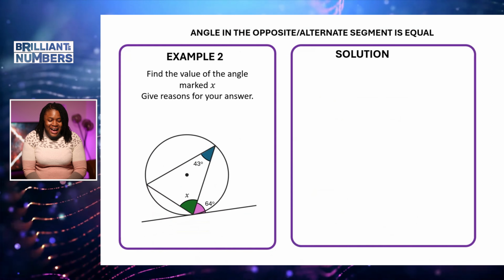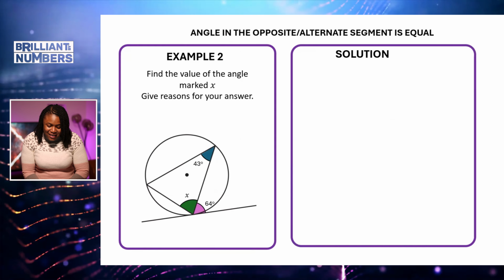These things can be so tongue twisted sometimes, but let's go. All right, for our next question, we are given example number 2. We're asked to find the angle marked X and give a reason for our answer.